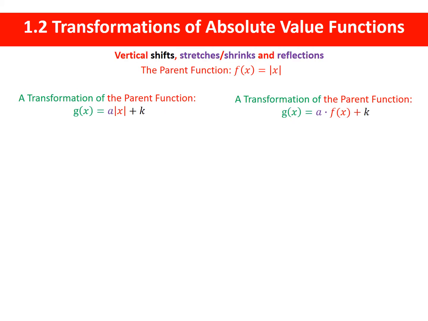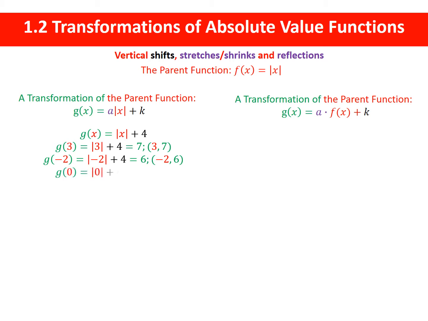So I'd like to begin transforming some functions here, looking specifically on this slide at values of k. We're going to take the absolute value function, the parent function, and we're going to shift vertically, either up or down. So if we take that parent function and add 4 to it, plugging in a 3, 3 plus 4 is 7. Plugging in a negative 2, that's going to be a positive 2 plus 4 is 6, and plugging in a 0 will give us 0 plus 4 is 4.